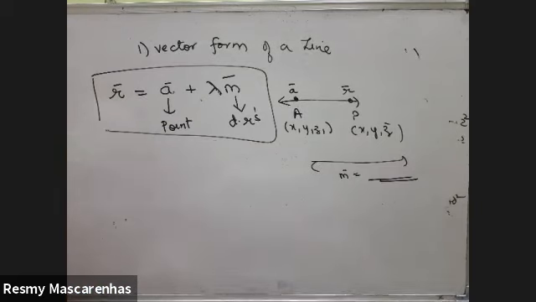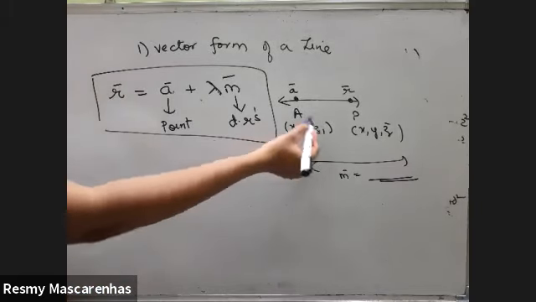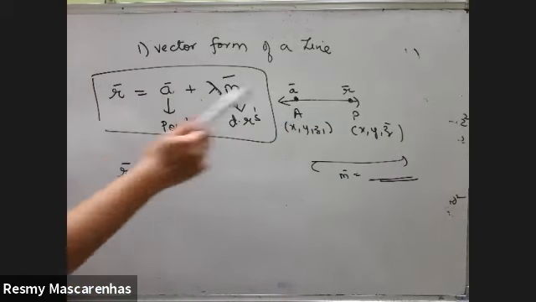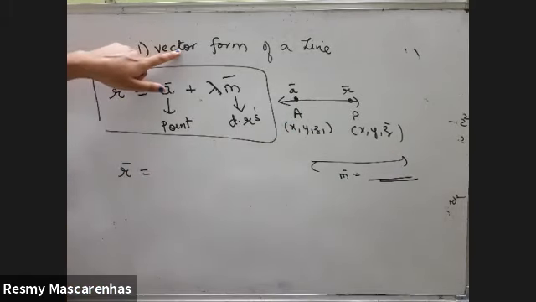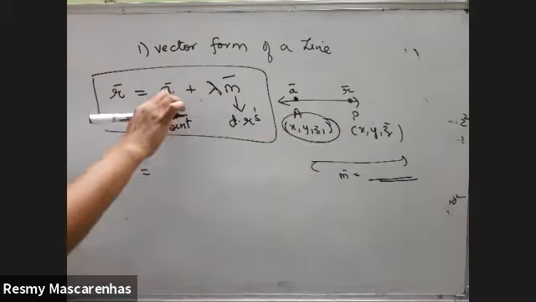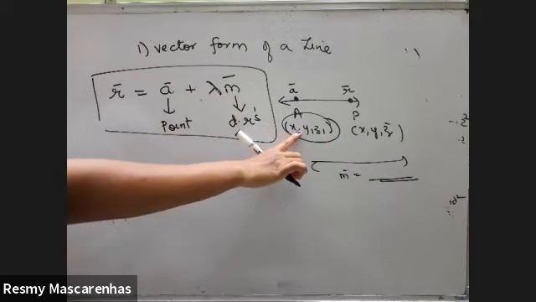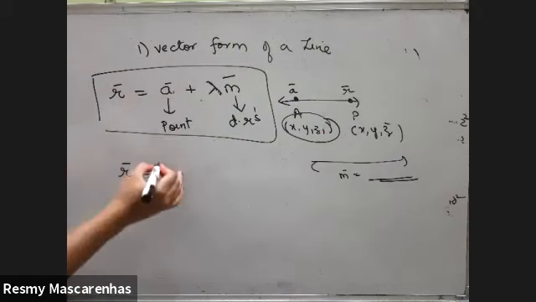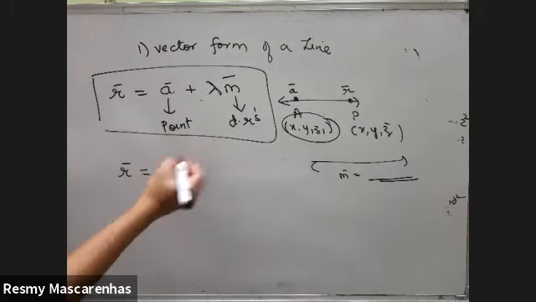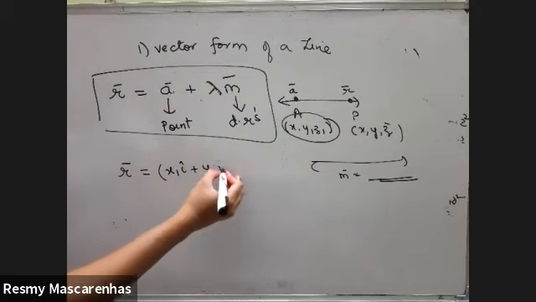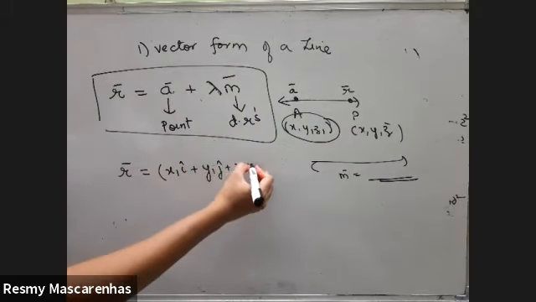So let us write. If this is the point given to you, what will it be? Everything will be in vector form, so everything will be in terms of vectors, not in terms of numbers. This is a point given to you, A. How do we convert any point into a vector? Straight away just write i, j, k. So A bar I'm writing in vector form as x1 i cap, y1 j cap, z1 k cap.